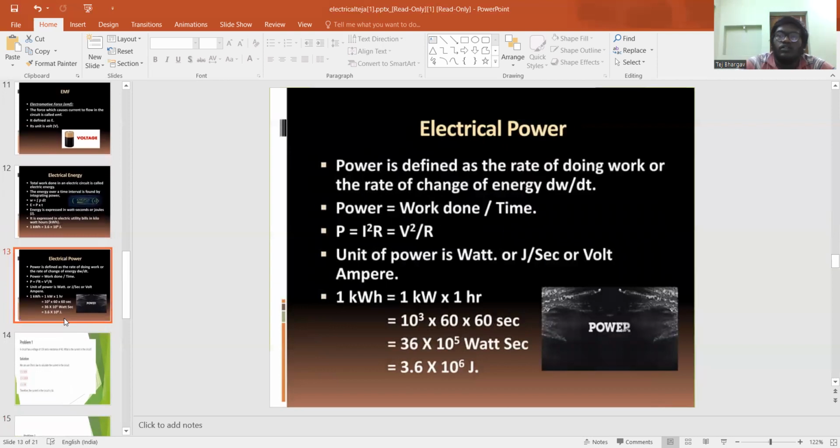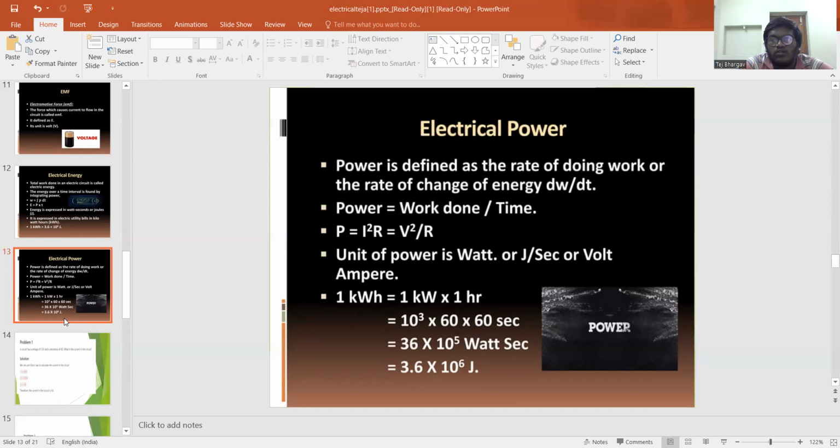Electrical power. Power is defined as the rate of doing work or the rate of change of energy, dW by dt. Power is equal to work done by time. P is equal to I square R, which is equal to V square by R. The unit of power is watt, or joule per second, or volt ampere.